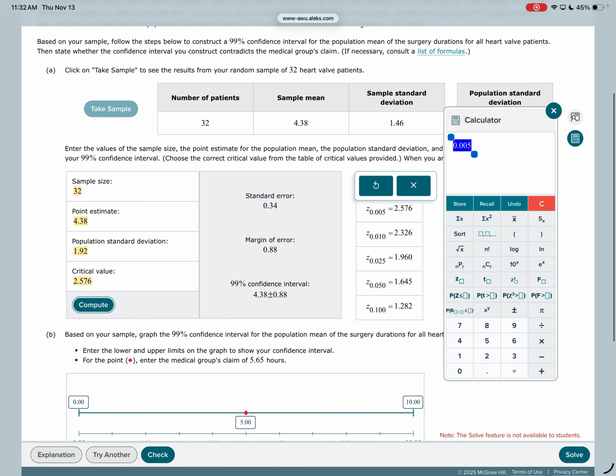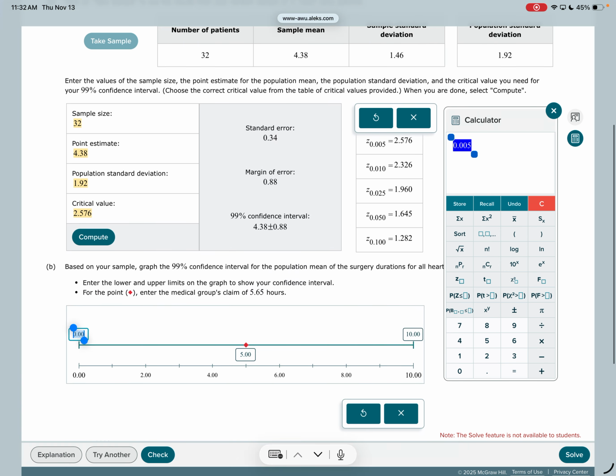So we click compute. We come down here and we say, okay, our margin of error, let's go ahead and put that in the calculator. Again, all this is really doing is 4.38 plus 0.88 and 4.38 minus 0.88. That's what you do, you take the middle number, you add the margin of error and subtract the margin of error. But this just does it all at once.